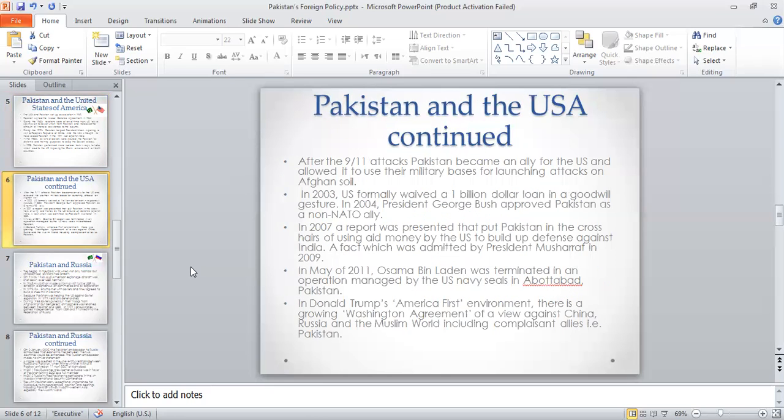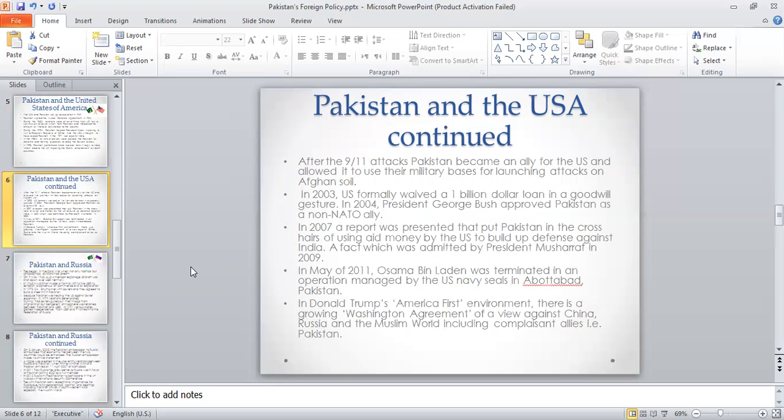After the 9/11 attacks, Pakistan became an ally for the US and allowed it to use their military bases for launching attacks on Afghan soil. However, later President Musharraf revealed that the country had no alternative since the US threatened to bomb Pakistan into the Stone Age. We shall now look at relations from 2003.